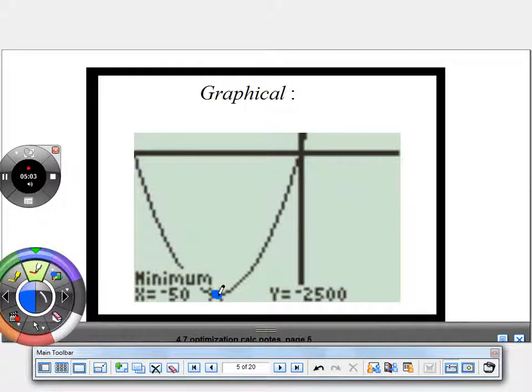So your lowest point would have a vertex there. Well, I shouldn't say a vertex, because they're not going to all be parabolic, but this one is. So this one has a minimum at -50, and then the y-coordinate is cool because the y-coordinate is always that max value or that min value. So it is -2500. So very cool. All right, let's try another one.